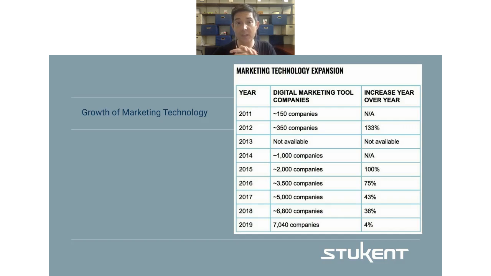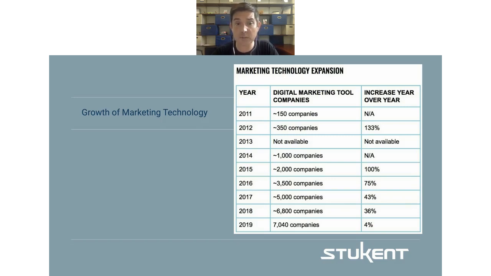This is a graph that I really love, or a chart I really love, on the growth of marketing technology. So here we can see year after year the growth of marketing technology tools. And so in the first column is the year, and then the second column is the amount of marketing tool companies. So these are companies that are offering to marketers out in the business world tools to collect data and to better understand consumers and what's happening online.